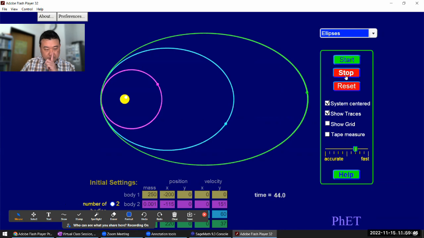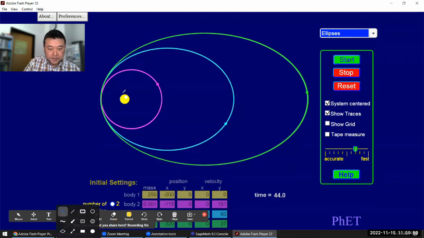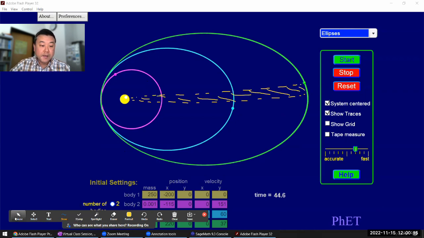So here's the area swept by the line connecting the sun and the planet over that half a second. I'm just going to click start and then stop as quickly as I can. That's going to be close to half a second. So that's the area swept out by the line connecting the sun and the planet. It's a thin slice, not drawing straight lines very well.